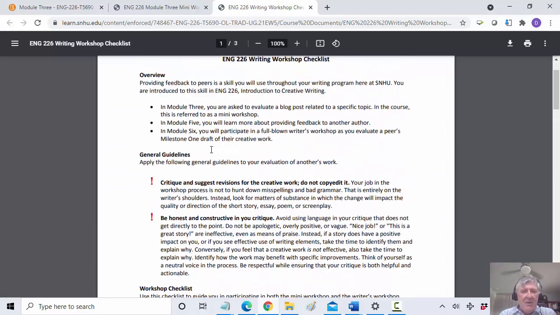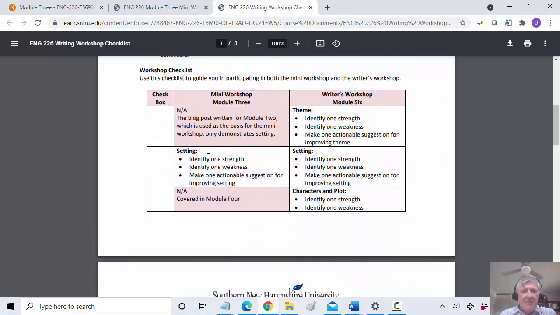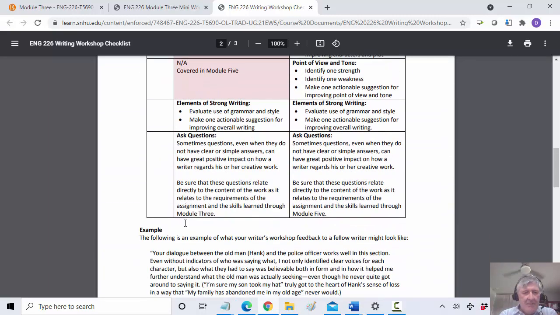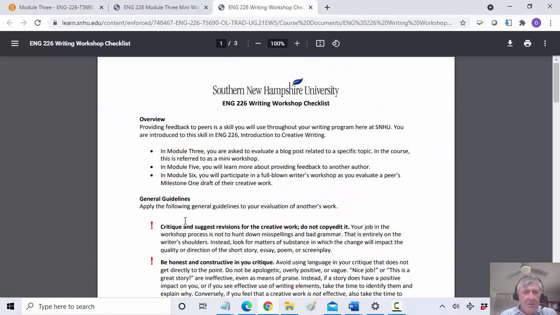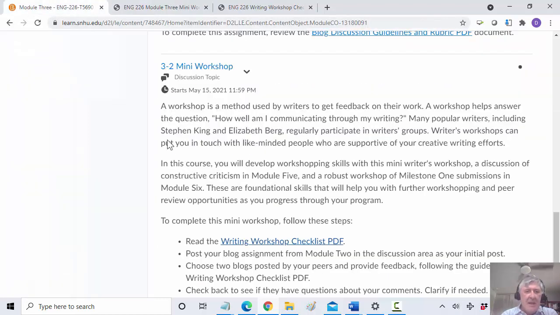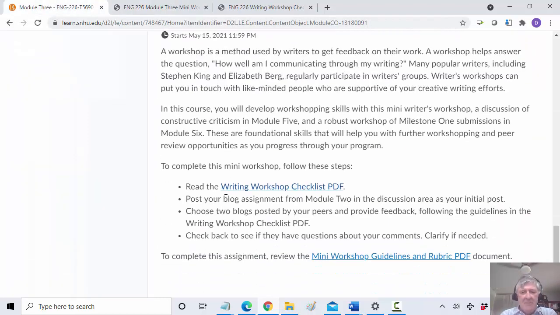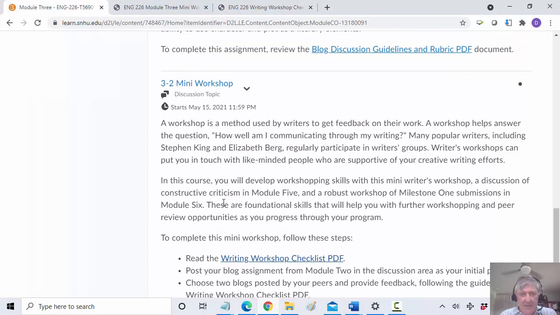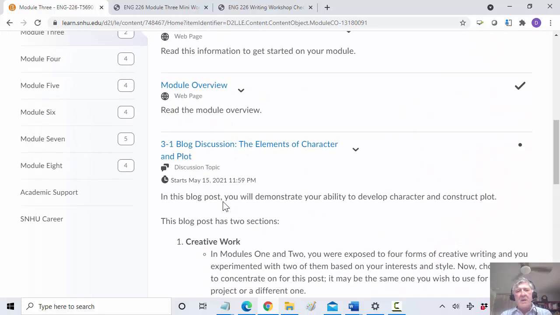So follow the sheet for your peer review. Check the rubric to make sure that you've met all of the requirements. As you see here, strengths and weaknesses, suggestions, comment on the writing, and ask questions. And then finally, post 2 peer reviews before Sunday. So that's what's up this week.